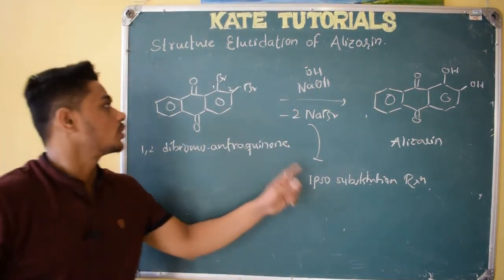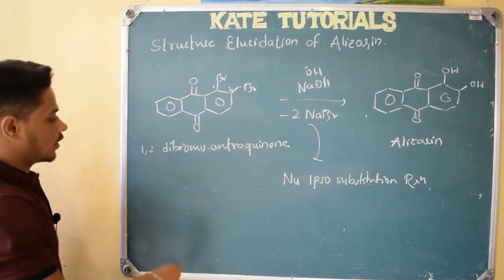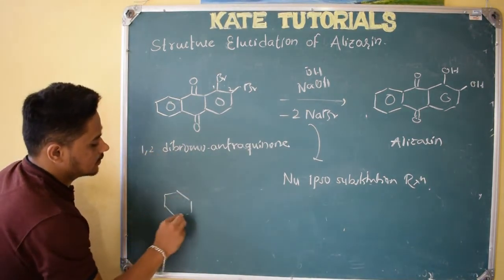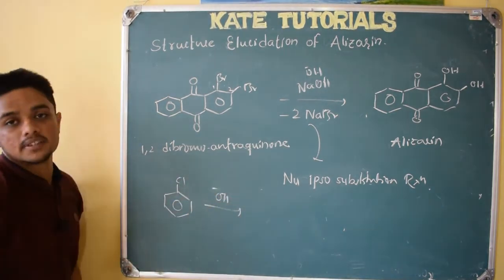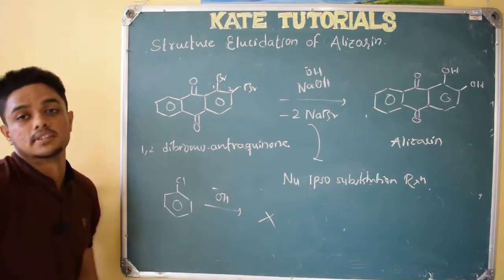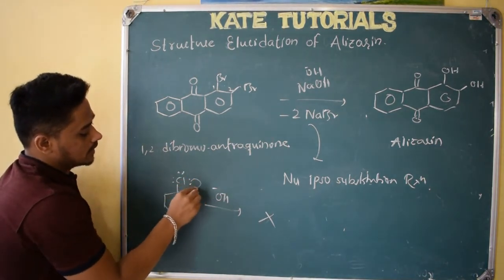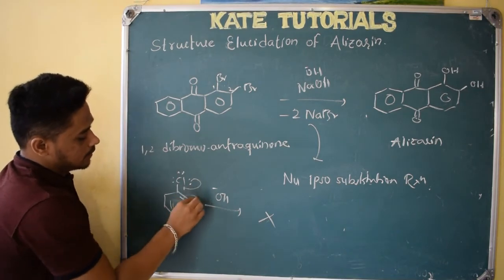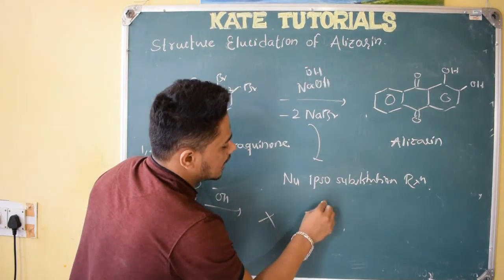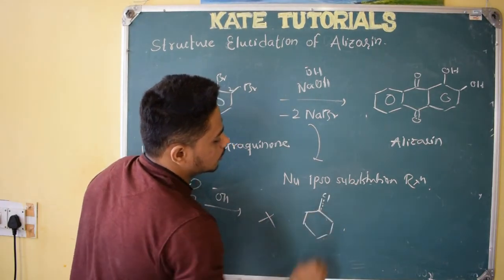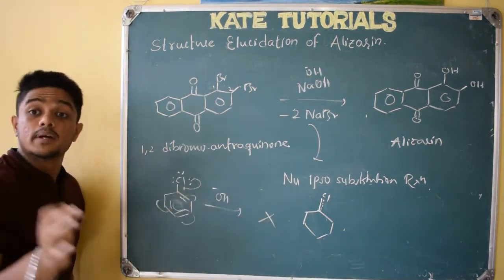Why is it called ipso? Because at this position only the OH group is attacking. If I ask you, I have this chlorobenzene, I will add simple OH minus. When the reaction happens, you should tell it will not happen, sir. Why will it not happen? See here, chlorine has lone pairs, because of which it can resonate like this. Because of this resonance, the chlorine and carbon will have a partial double bond, because of which breaking this chlorine-carbon bond becomes very difficult.